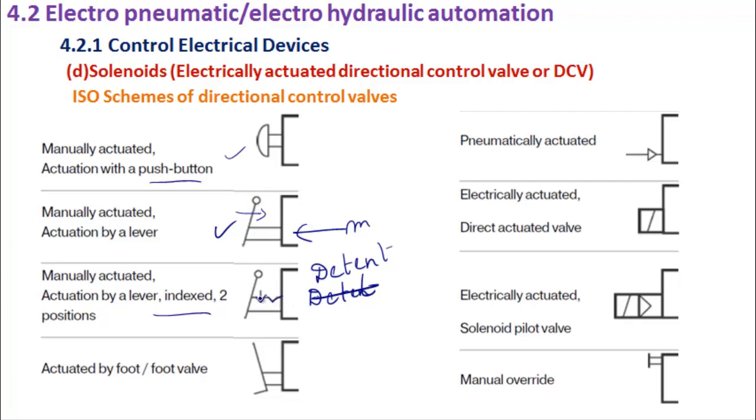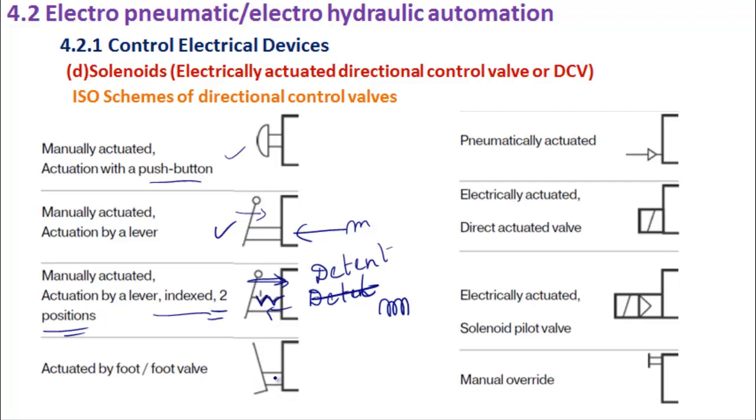Whereas in the case of a detent, if you push the lever forward, and even if there is a spring attached here, because of this detent, this will not come back unless you give once more a push to the lever to release this detent. So here you are having 2 detents, so 2 positions.